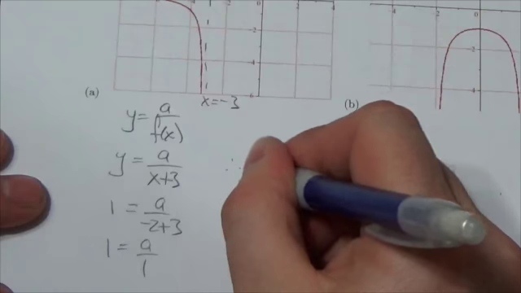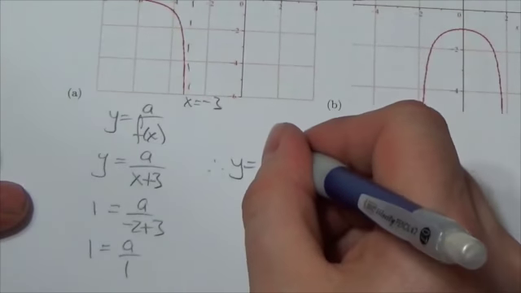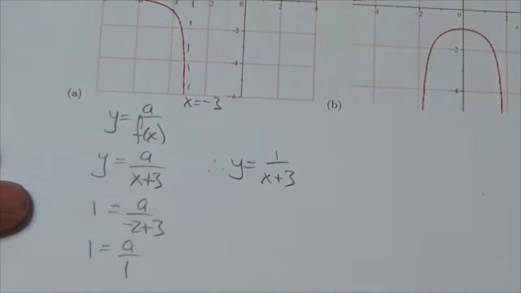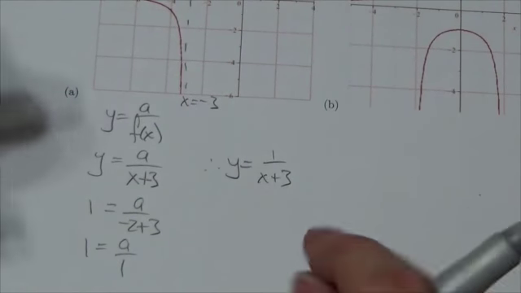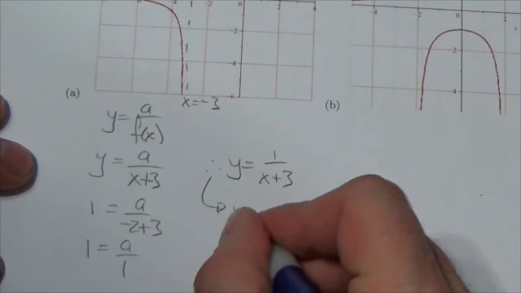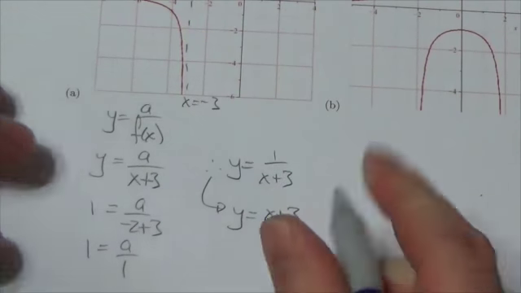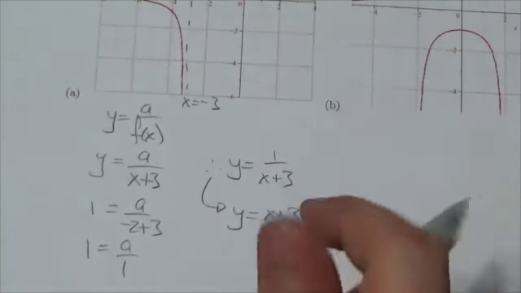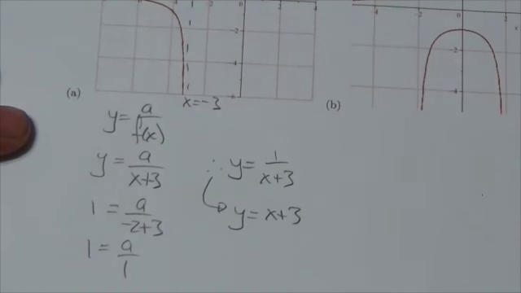Therefore, the equation of the reciprocal here is 1 over x plus 3. So if I want to know what the original function was, all I've got to do is flip that, and that becomes y equals x plus 3. I simply reciprocate it back. You do that one more time, and it spits out the original function.